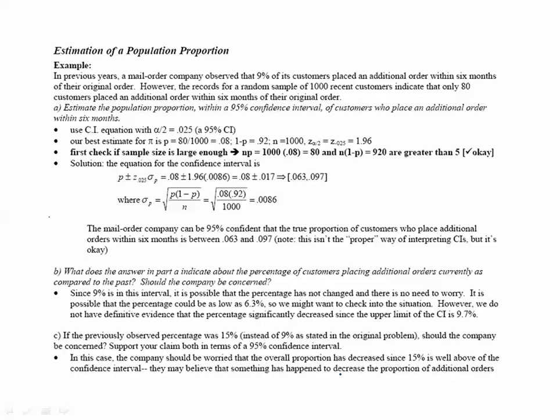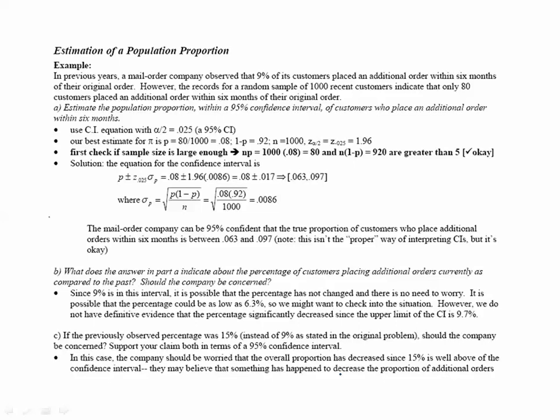So the 8%, or 80 out of 1,000, is just a point estimate. It's a sample proportion. We want to first check to see if our sample size is large enough to assume an approximate normal distribution from this binomial distribution. So we take n times our sample proportion, which is 1,000 times 0.08, which is 80. Well, that's greater than 5. And n times 1 minus our sample proportion is equal to 920, and that's much greater than 5. So we can use the central limit theorem in this case.